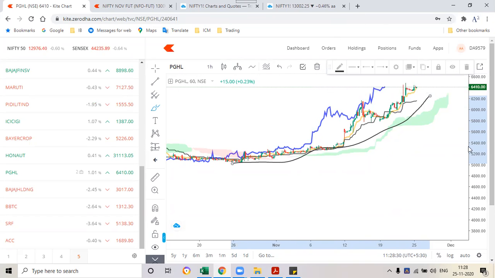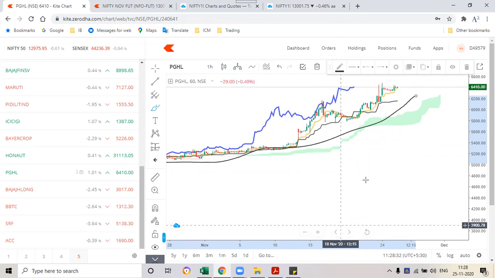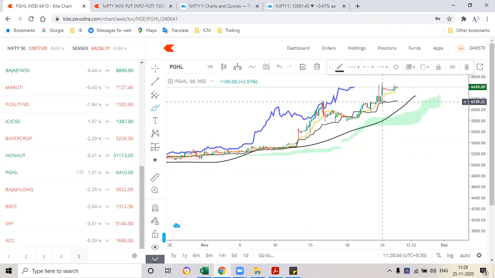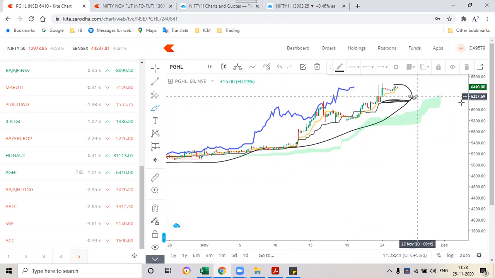Now, is it the time to sell? No. And one more thing, if this Kijun line becomes very, very flat, there is always a strong chance the price will come down and then take a kicker there. So watch out for that also.